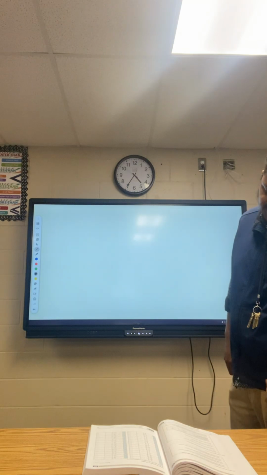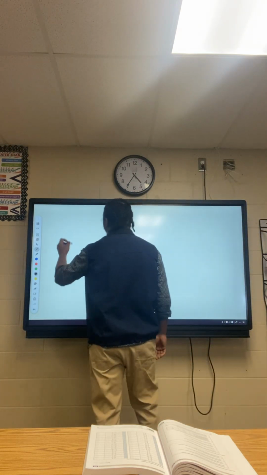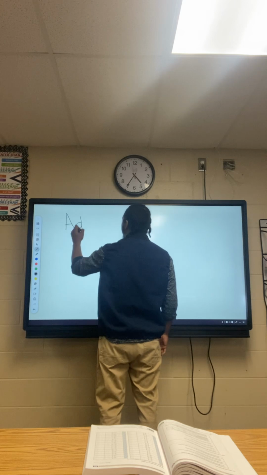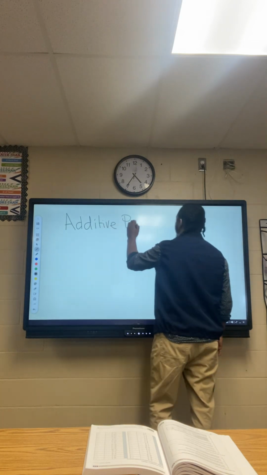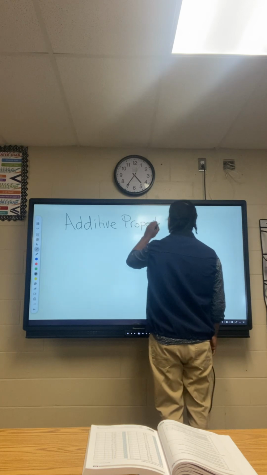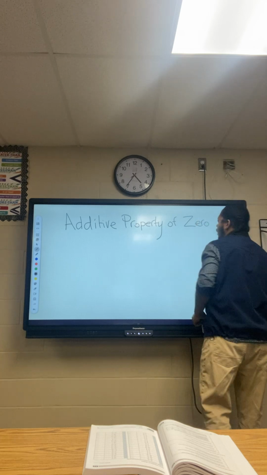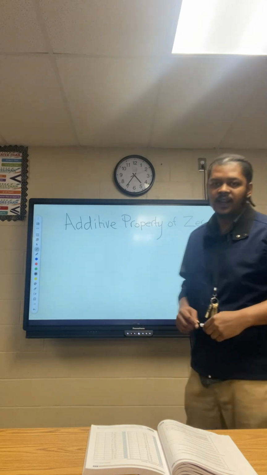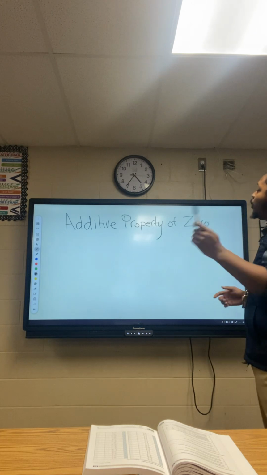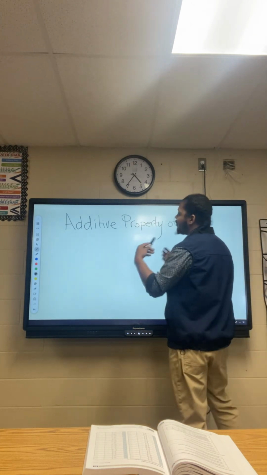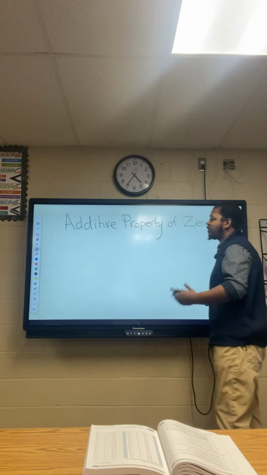Next, they're asking you to state the additive property of 0. A definition for the additive property of 0 is that no matter what that number is or what that variable is, if you add 0 to it, you are going to have the same result.